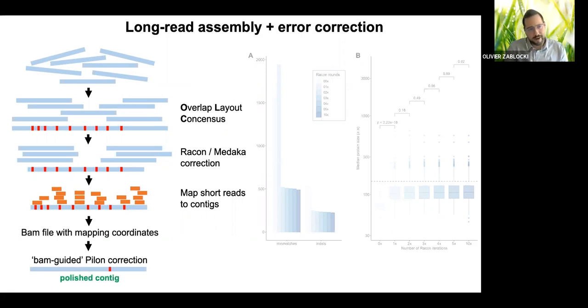Then you take this BAM file, which contains these mapping coordinates, and a tool called Pilon will identify, assuming the short read consensus is correct, wherever a region is mapped by the short reads. It will assume that the short read sequence is actually correct and polish the region of the long read based on the information it has from the short read. This is not perfect, but it will get you to about 98, 99% accuracy.